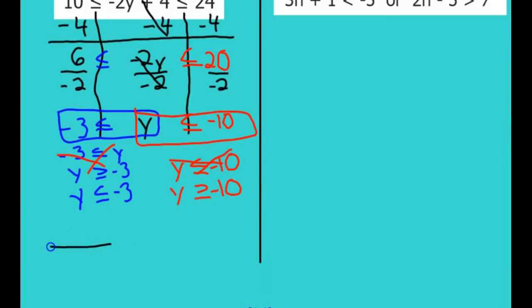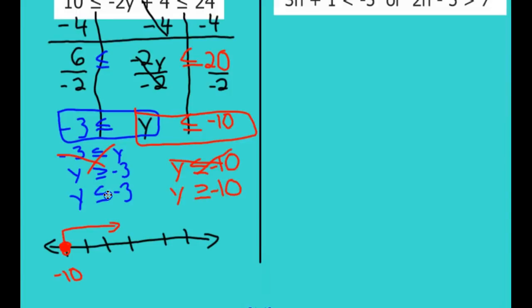So we can draw our number line. Our lowest number is negative 10. So we need to draw a closed circle on the lower than or less than side. This would be negative 10. And our arrow is now going to be pointing to the right.